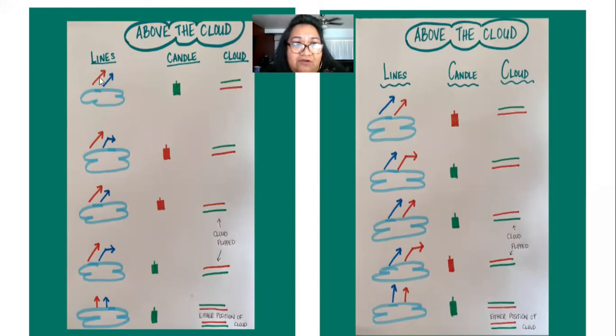Now, if this one turns to the right, the red or the blue, what happens? You're going to get a red candle, cloud still green above red. Right here, what happened? It turned to the right, could be the red or the blue, and you got a green candle. The cloud is the same.